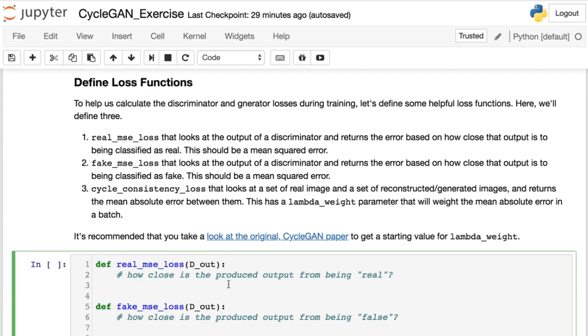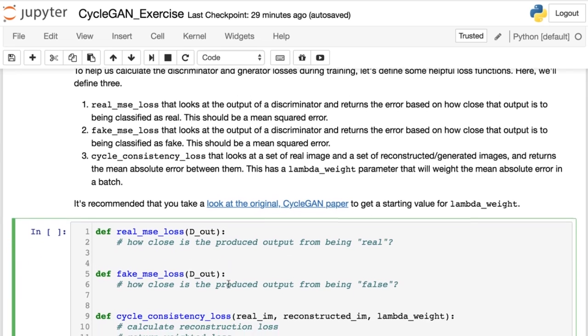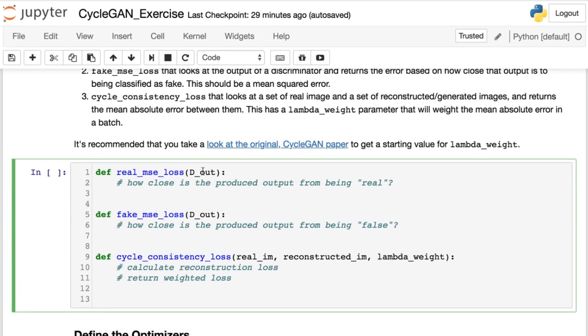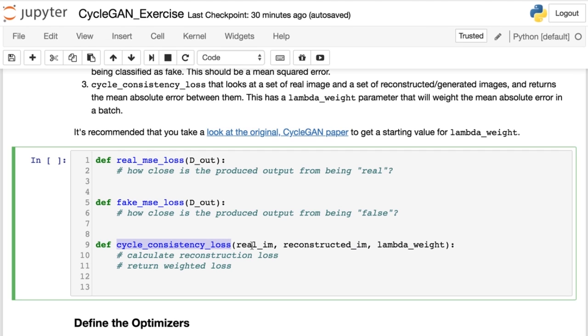Okay, so in this cell, I want you to try defining these three loss functions. The first two take in the outputs from our discriminator. The real loss function should compute a mean squared error between this output and real labels, and the fake function should do the same thing but with fake labels. Lastly, I have a weight function that will take in a real image, its reconstruction, and a lambda weight. This is our cycle consistency loss function, and it should do two things.